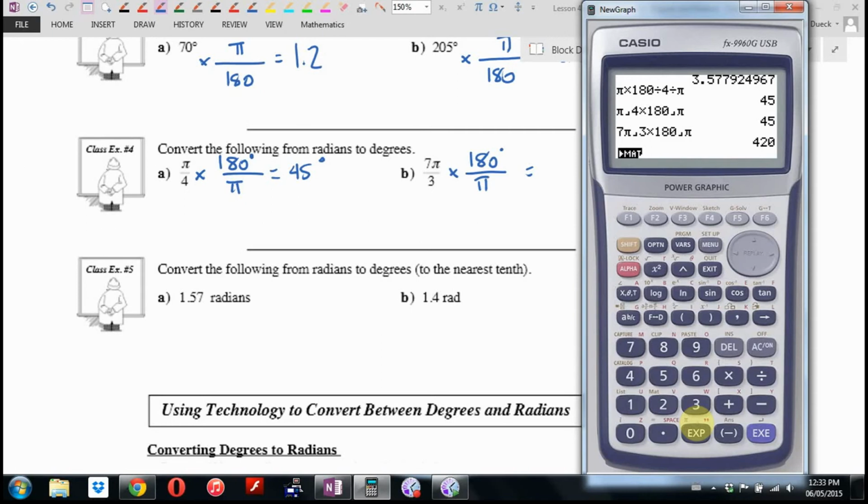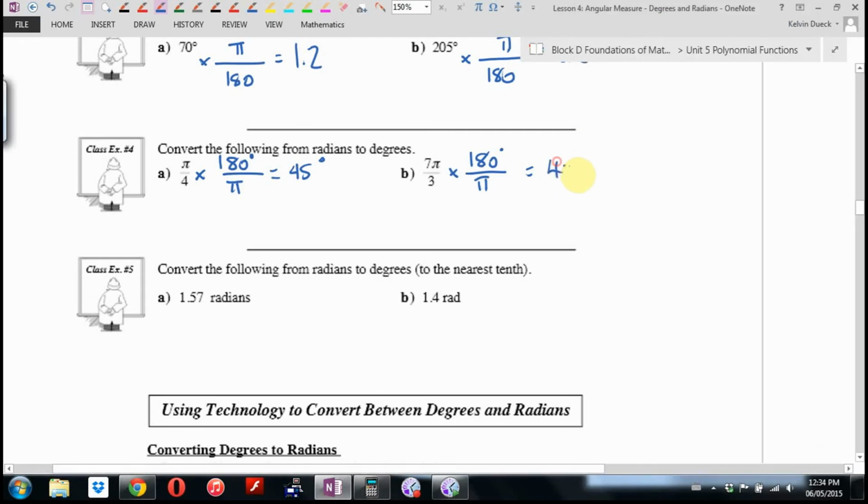See if you get what I got. Is that okay, Kyle? 420 degrees? No? Am I wrong? I think I'm right. It is. Okay. Why would that answer there be wrong? Got the degrees. Okay, that's radians as far as I'm concerned.